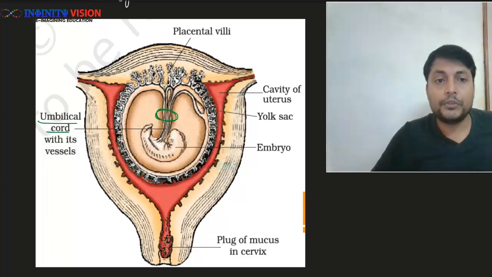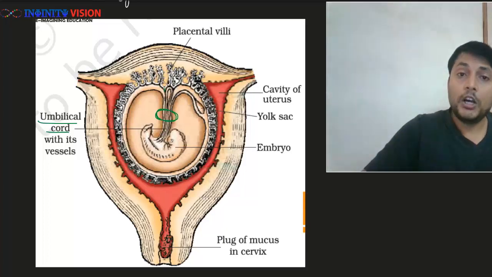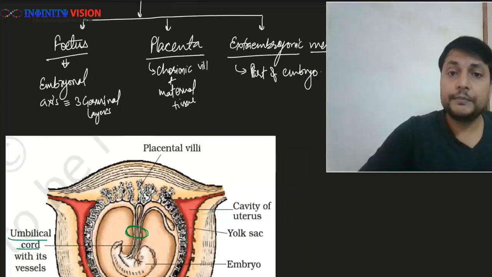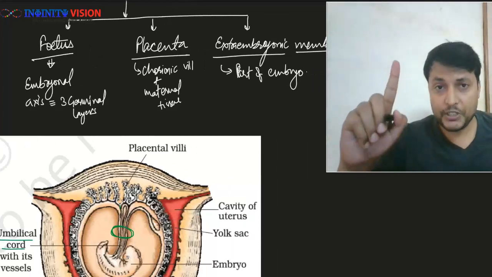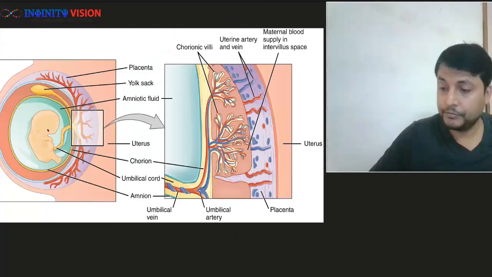So can you see now here this implantation has occurred in the fundic region, and from there the embryo is growing, and there is the placenta, and the outer covering of that embryo has now developed into extra embryonic membranes. Okay, we will talk in a while about these extra embryonic membranes. Great. Now, we know that there will be three structures: fetus, placenta, and extra embryonic membrane. So one by one we are going to see them.